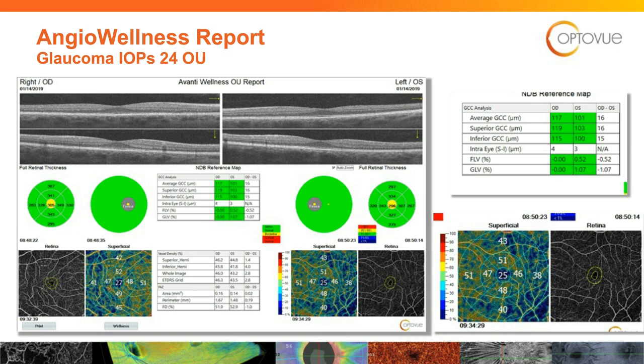And just keep that in mind, because I'm going to show you a couple glaucoma patients here a little bit later, and you'll see that that could be why I have some suspicion.